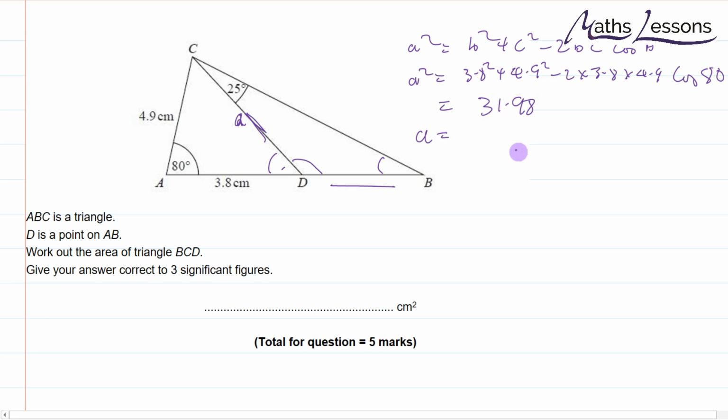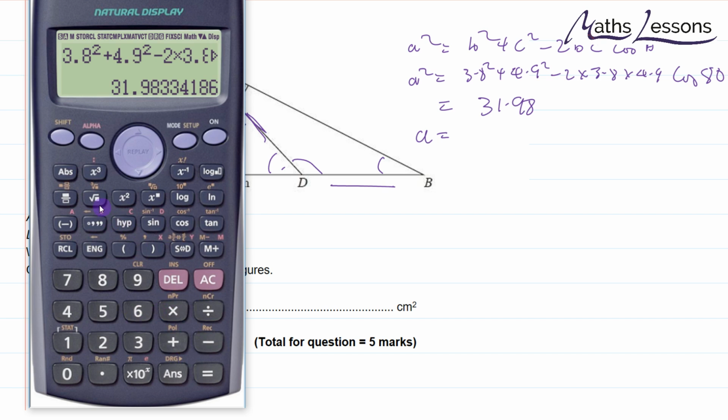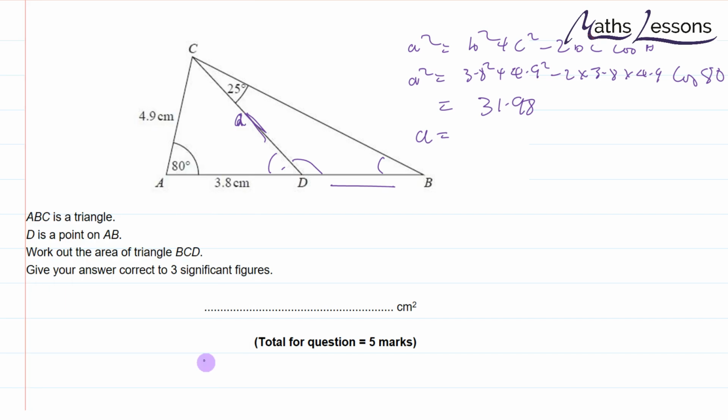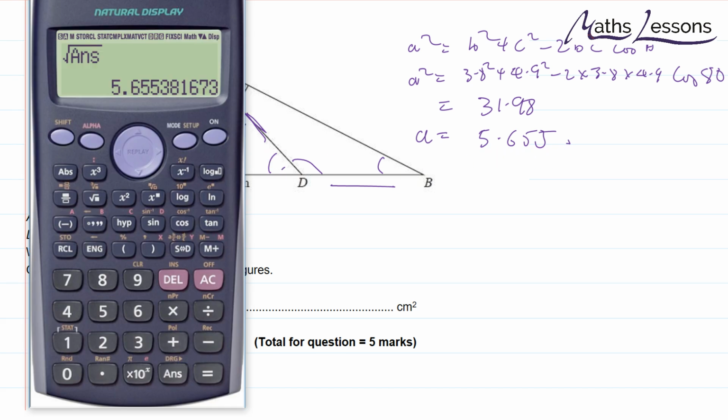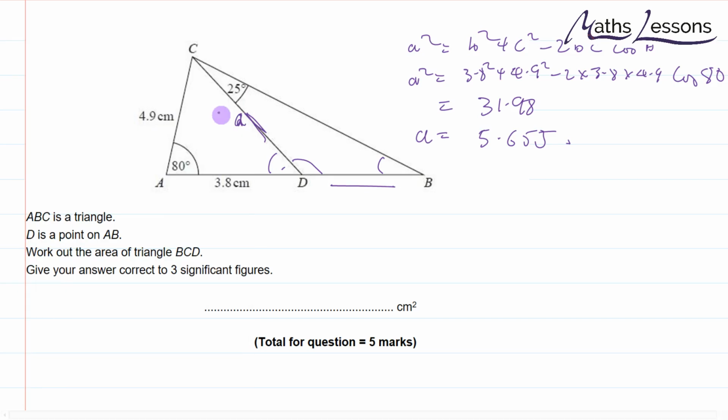So therefore A will equal the square root of all of that, 5.655. Okay, so I've got that. I've written down 4 places because I want 3 significant figures. I've written down 4 places to make sure I've got plenty of accuracy. Actually, I think I'll write more digits as well to give me plenty of accuracy for the rest of the question. Now I need to find this side here.